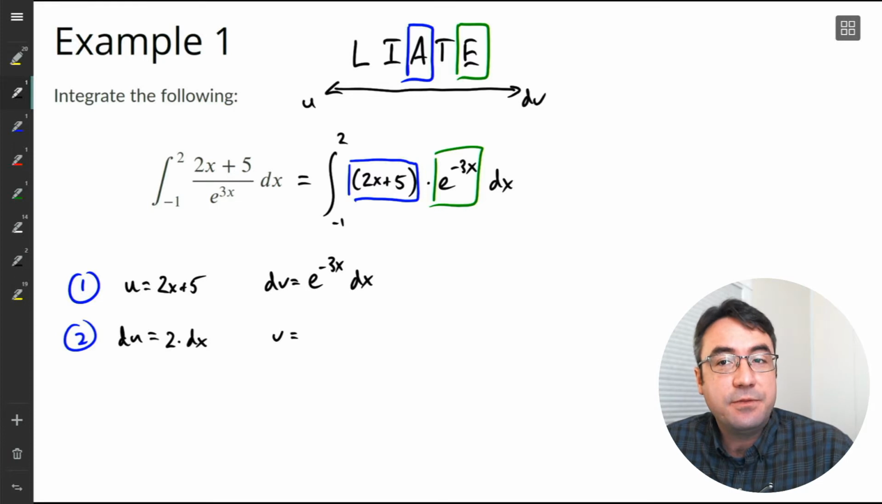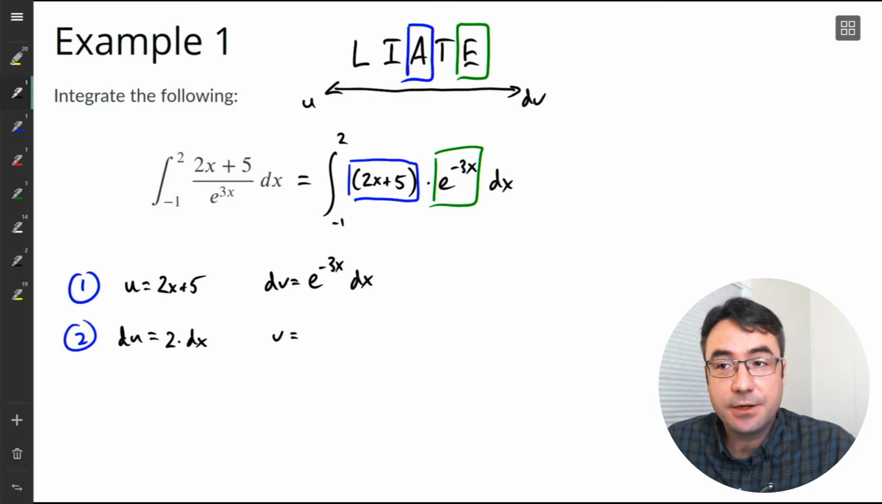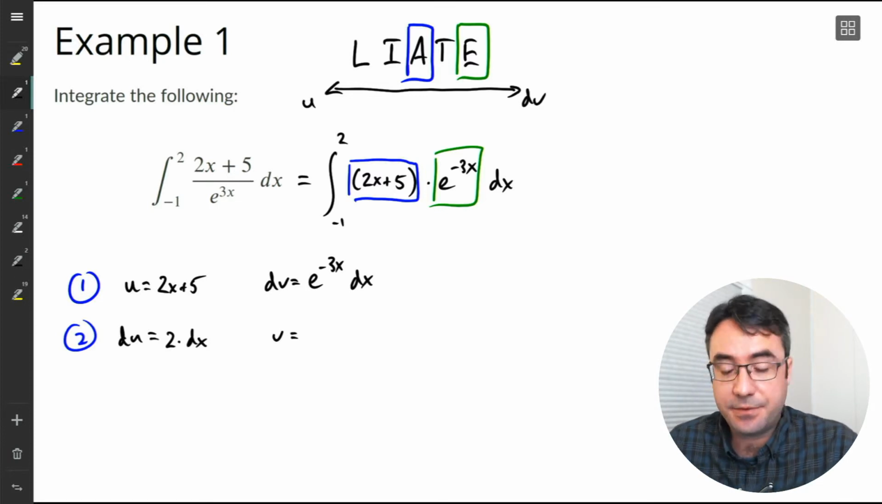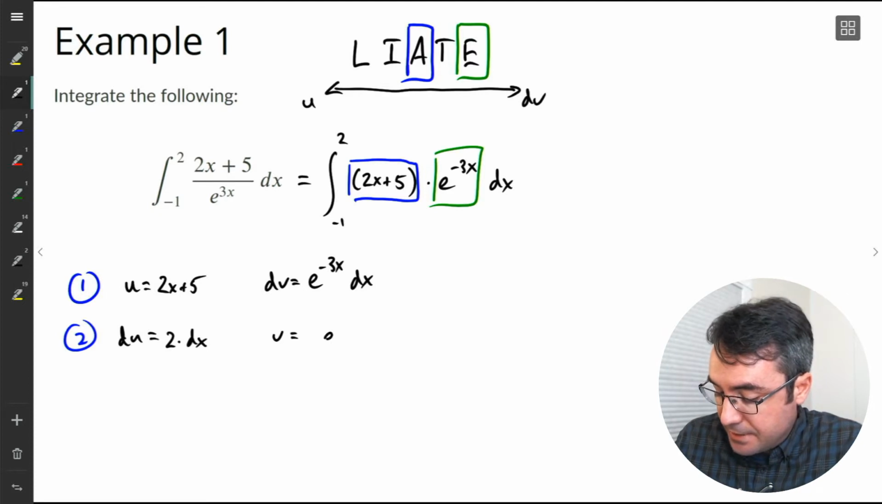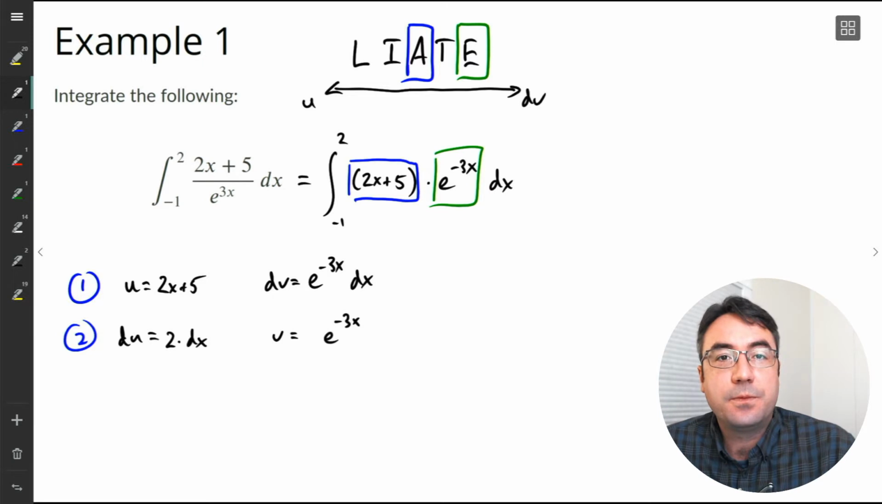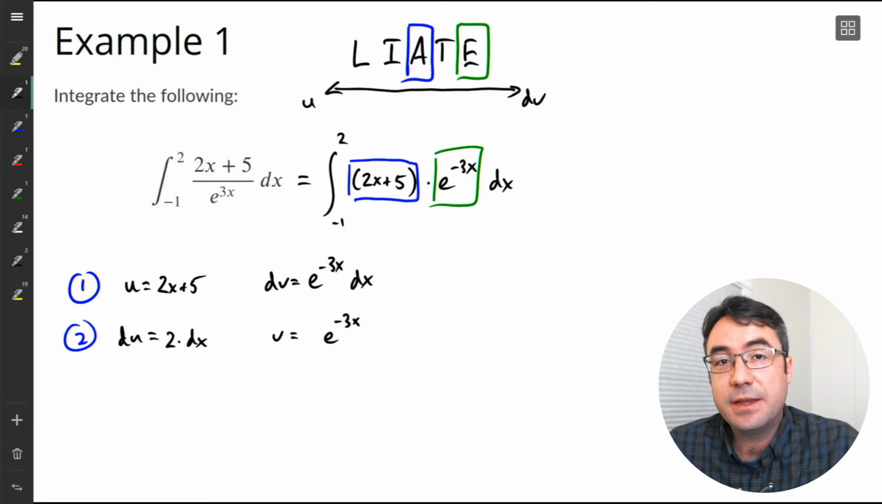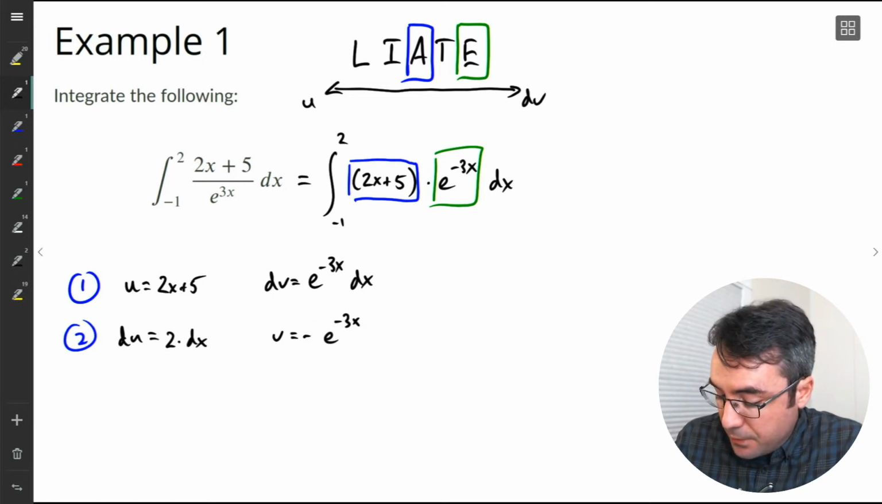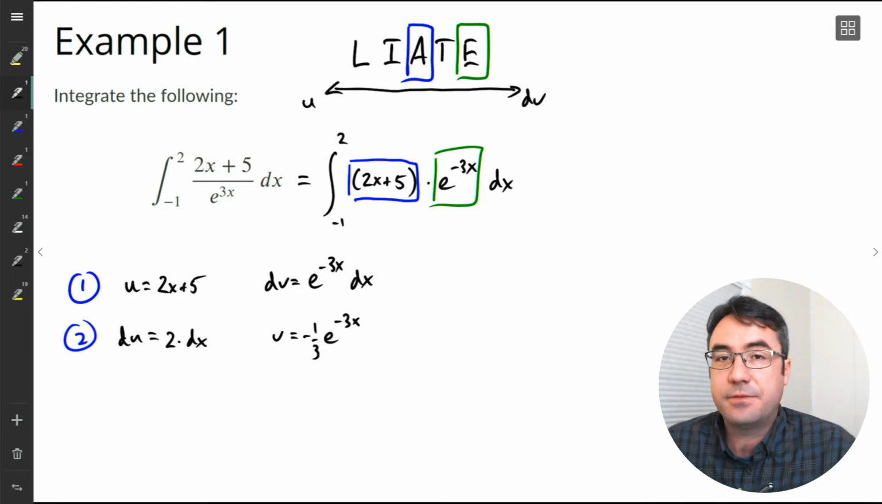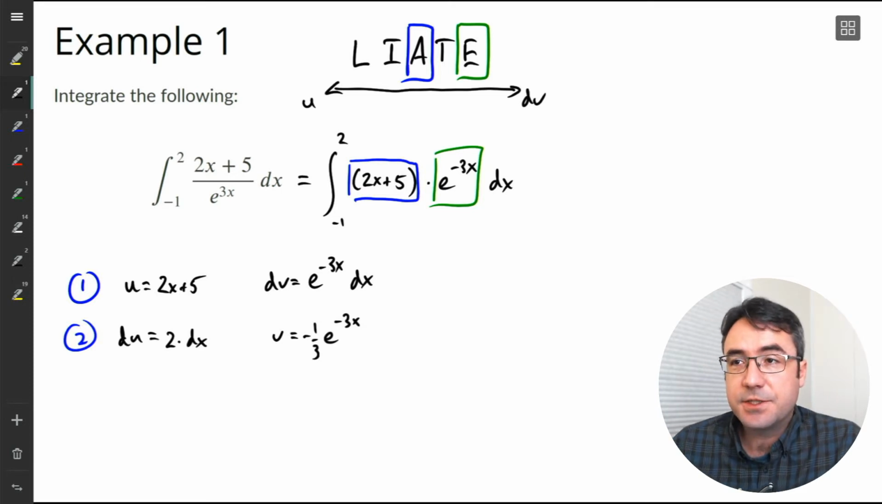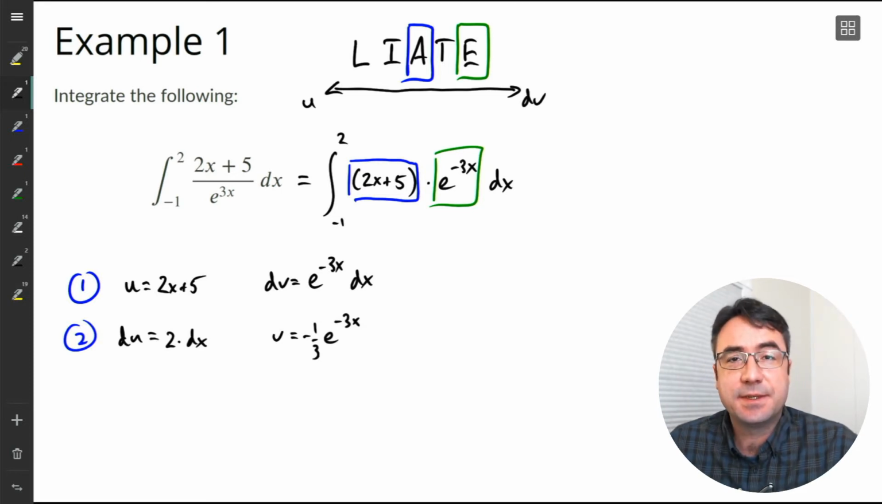We need to calculate v, so we're going to do our integration here. We're going to integrate e to the negative 3x, and this is one of our k-form integrals. So the antiderivative is going to be e to the negative 3x, but then we know we take that constant that's in front and flip it. So we get negative 1/3 e to the negative 3x. All right, so we have all of our pieces.